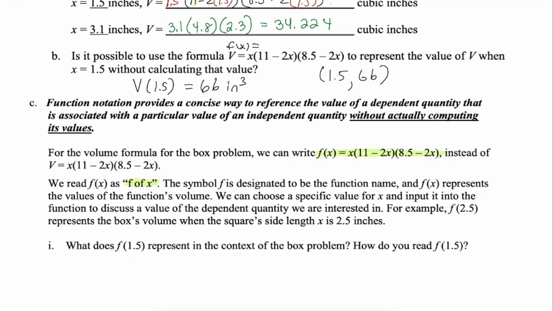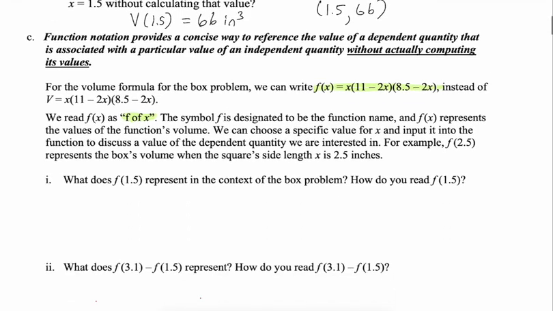So if we look at C, what does f of 1.5 represent in the context of the box problem? Can anybody tell me, what would we say that means? How could you put that into words of what that is representing? Could I have somebody share their idea for me? Got an idea? What would f of 1.5 in this box problem mean? Yes.